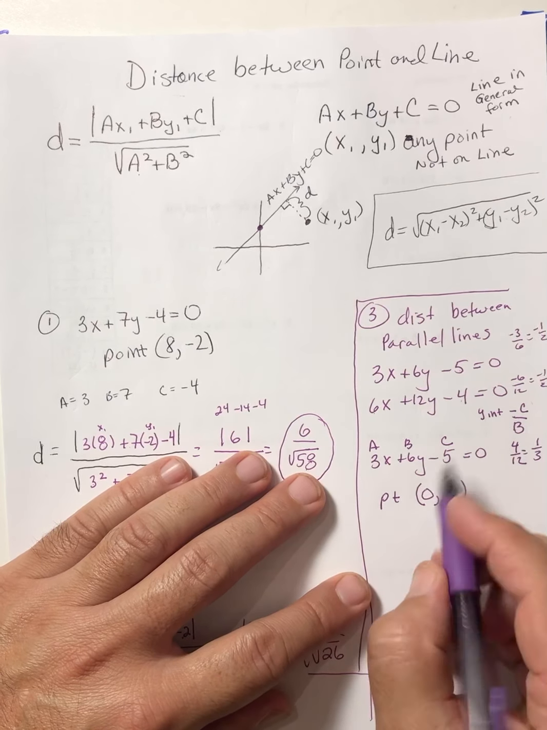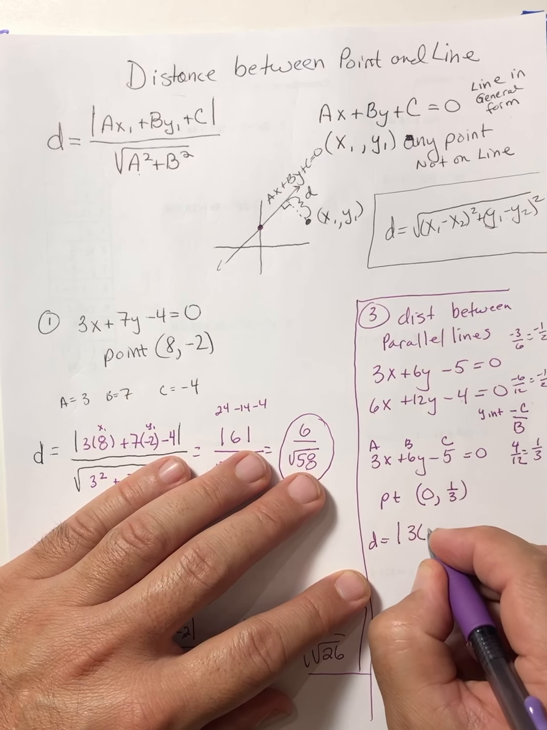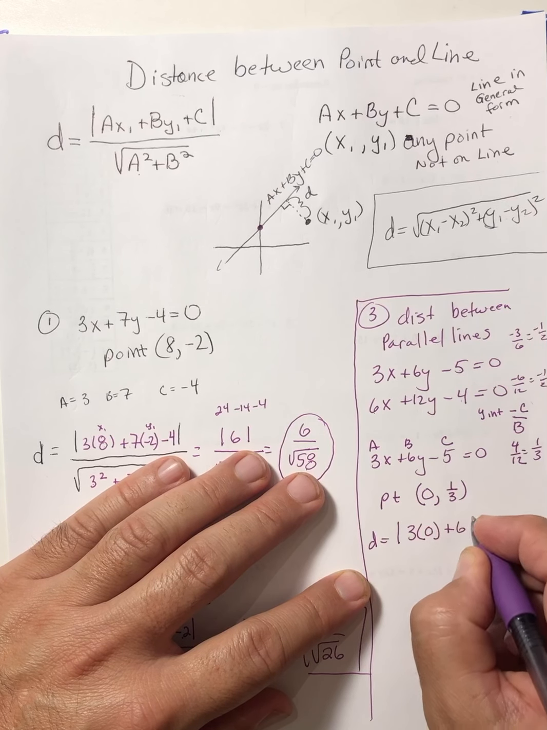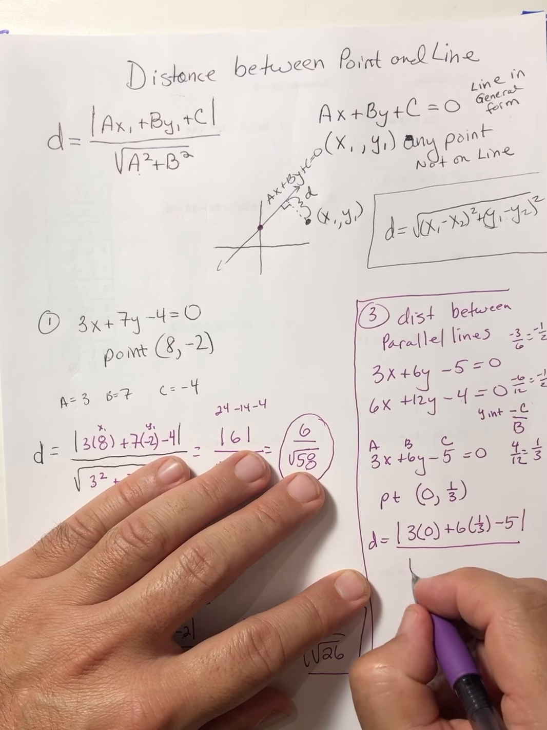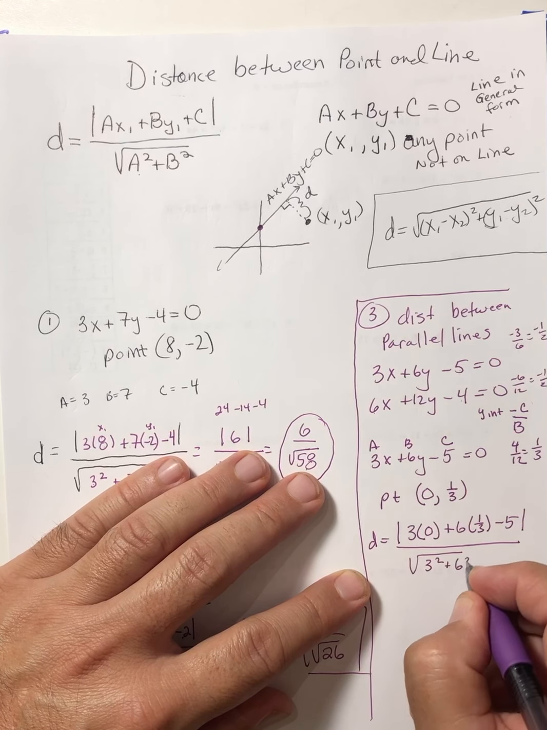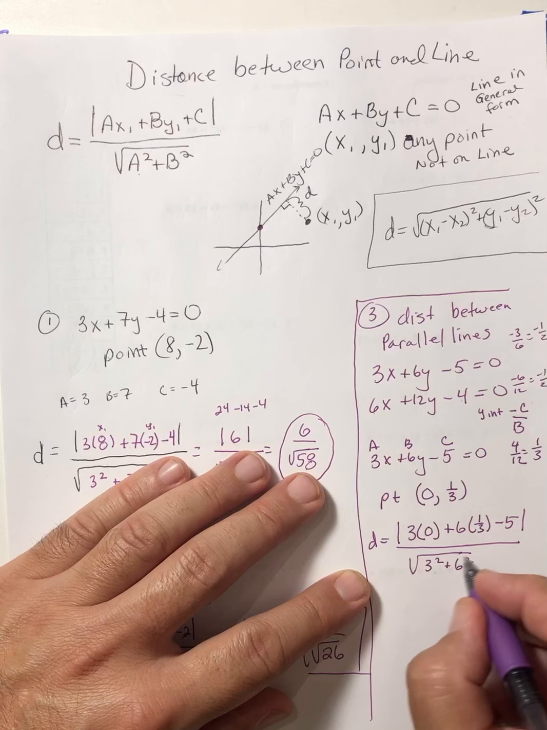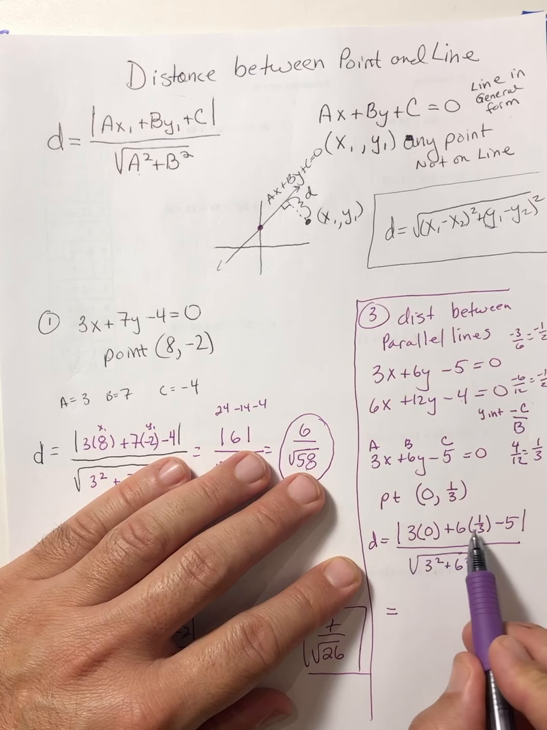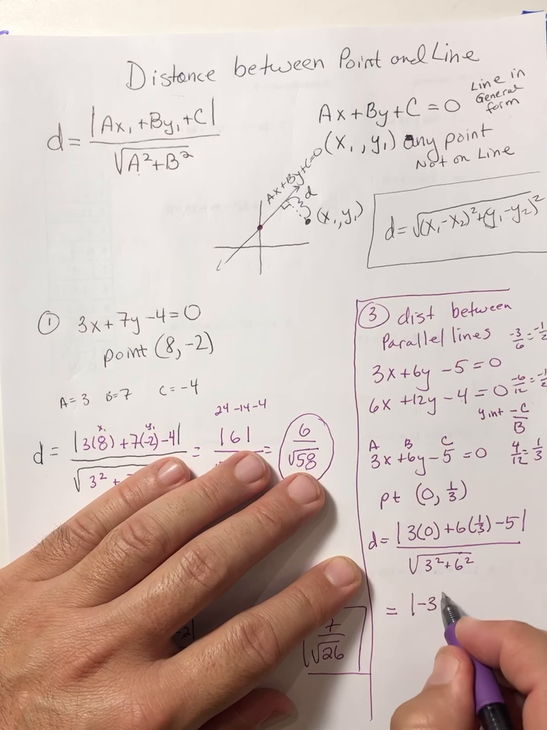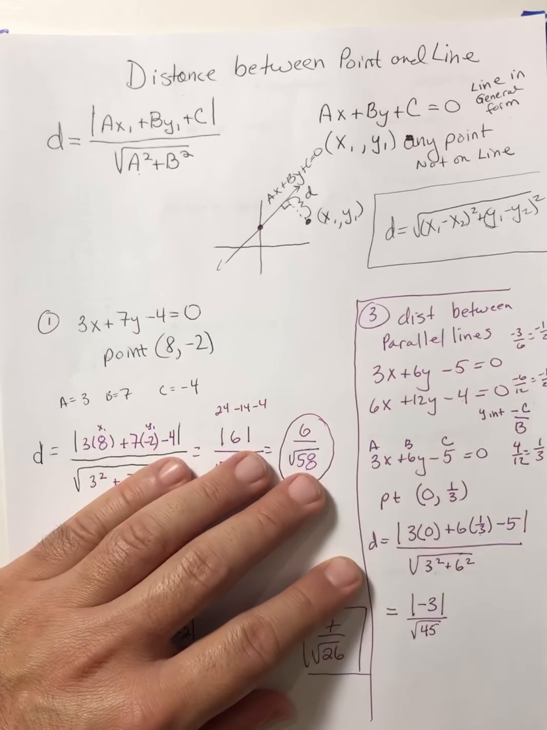All right, so I'm going to start filling in. Here's my D equals absolute value, 3 times 0 plus 6 times 1/3 minus 5 all over square root of 3 squared plus 6 squared. Remember, I don't need parentheses around those because they're positive. If they were negatives, I'd be putting parentheses around them. All right, so what do we have on top? Well, I got a 0. 6 times 1/3 is 2. Minus 5 is -3. And here I have 9 plus 36 is 45. Square root of 45.